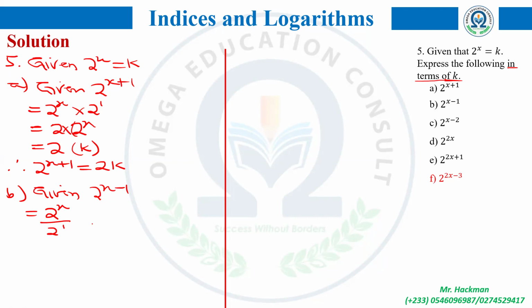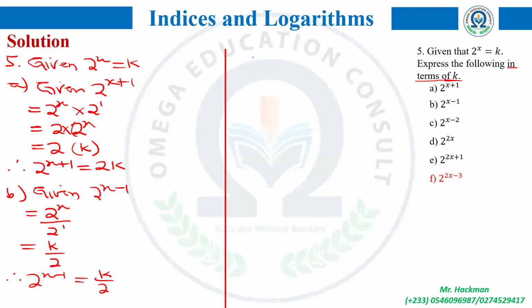Is that clear? However, we know that 2 to the power x, we're told, is k. I hope you are with me. So my numerator will be k and my denominator will be 2. Therefore 2 to the power x minus 1 will be equal to k over 2, or half k. I hope you are following. Very good. So one part is done, and the next ones are yours.